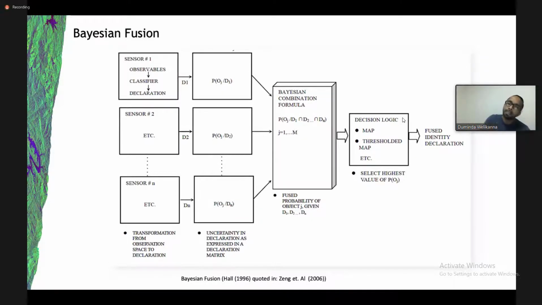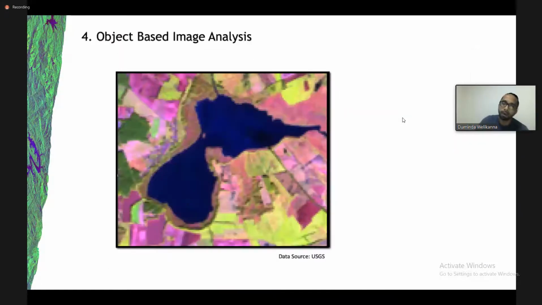So fusion is a satellite image processing technique. Very advanced, very powerful, but needs a lot of hard work. You can combine any number of images.